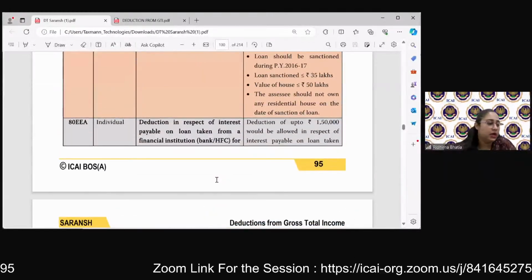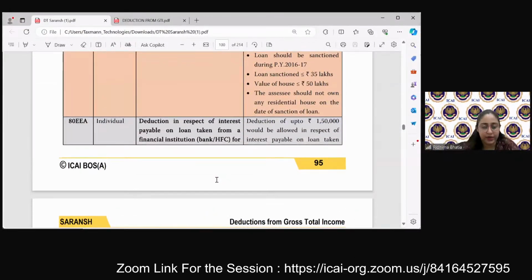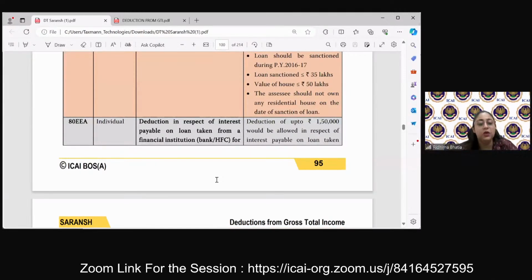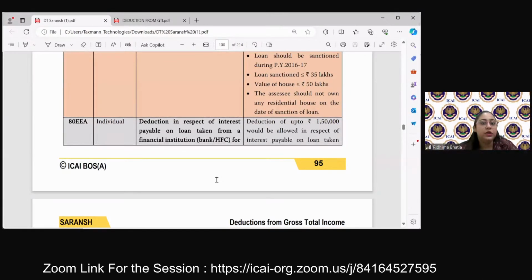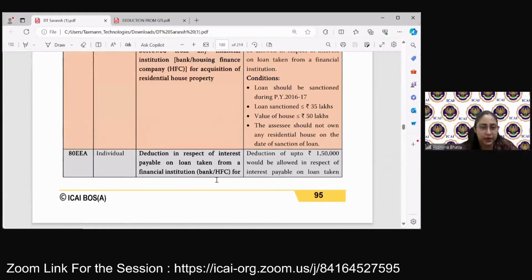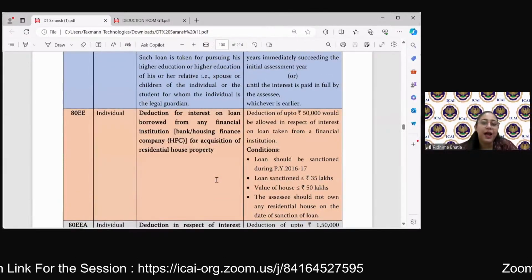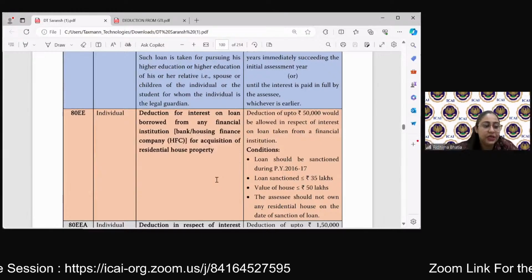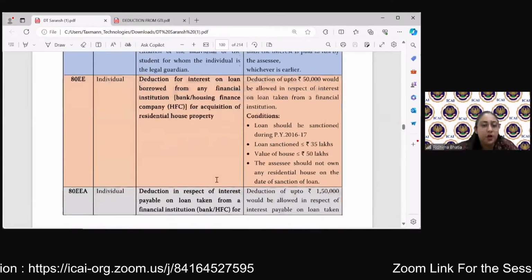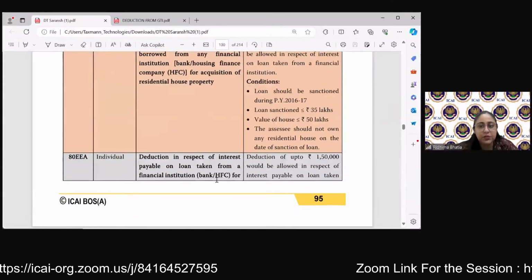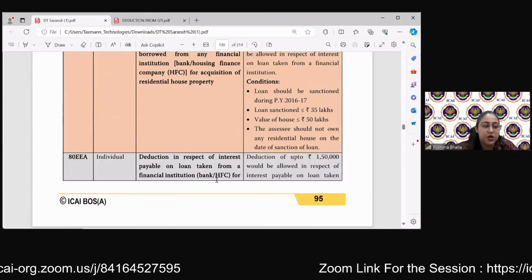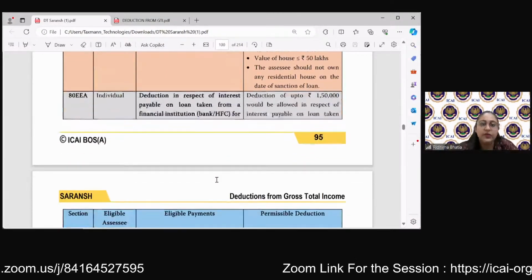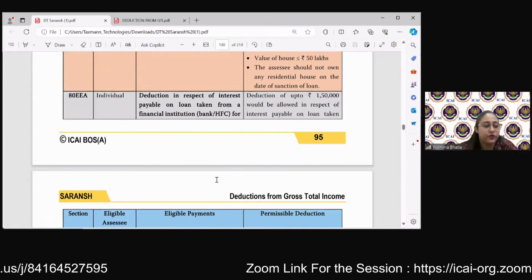So there are two sections regarding interest on property, interest on housing loan, which were introduced to give a boost to the housing sector. These were introduced almost 7, 8 years back, and there are two sections, 80EE and 80EEA. Both have certain similar conditions, but both are different in their respect. So we'll first do both of them, and then we'll see what comparison we can draw out of it.